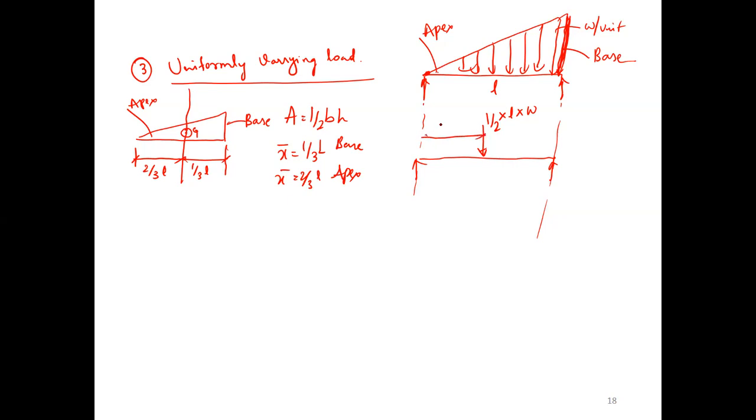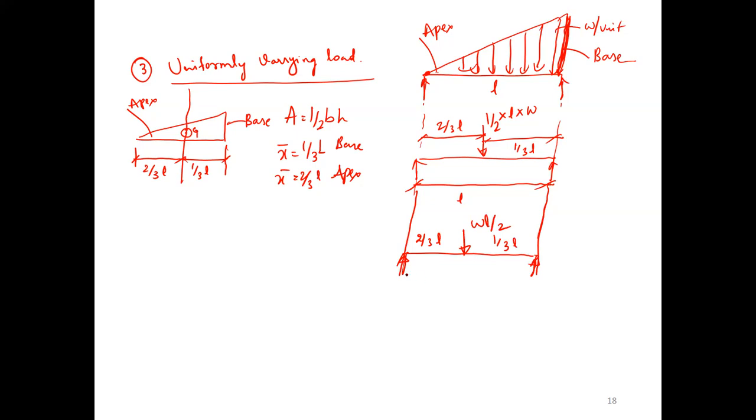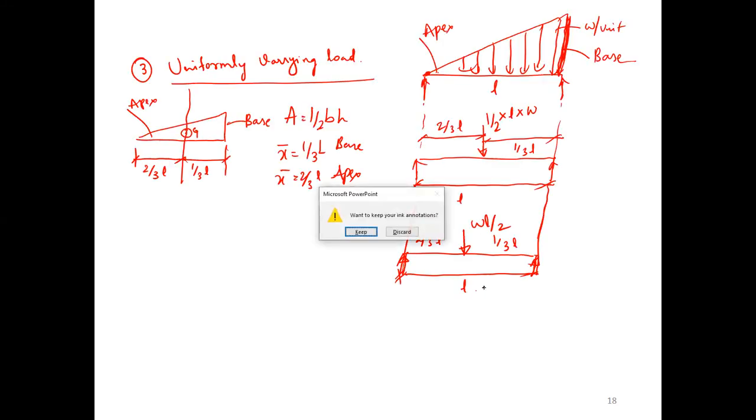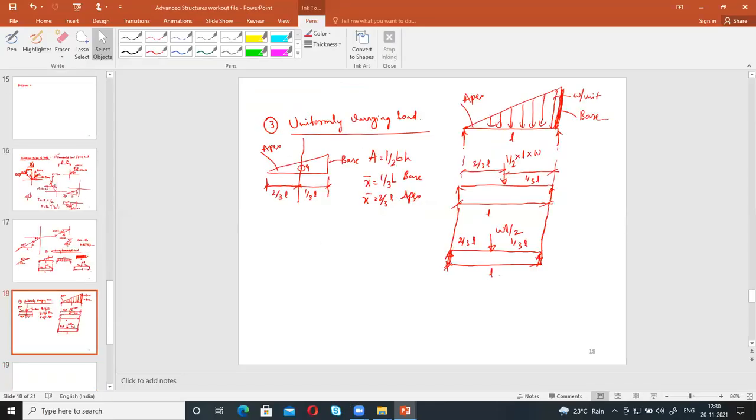So what is this distance? And what is this distance? And what is the total distance? It is L. In other words, when you are converting the uniformly varying load into point load, it acts as WL by 2, at 2/3 of the length from apex and 1/3 of the length from base. Any doubts? No, sir. Are you getting the concept?